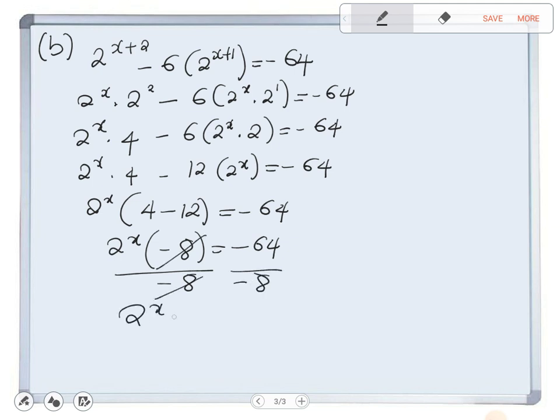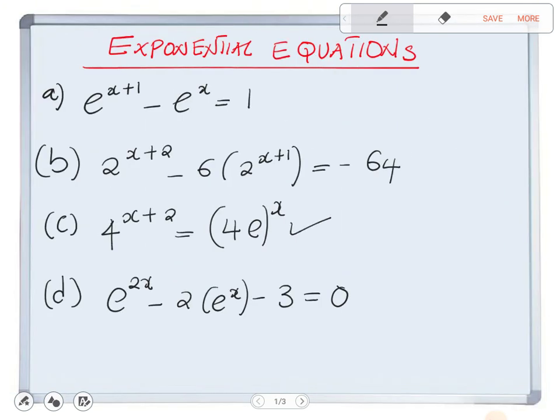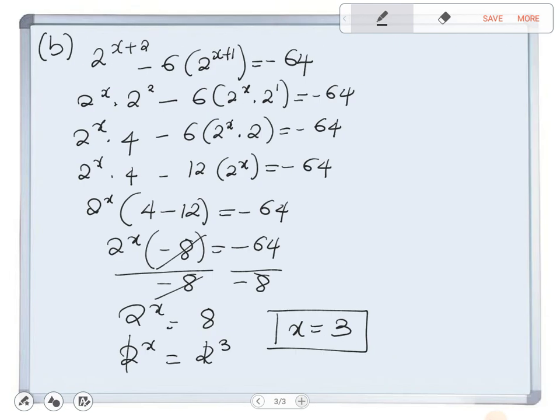So we get 2^x is what? Is 8, right? Now we can express 8 as a base of 2. So 2 to the power x is the same as 2 to the power 3, which is the same as 8, to give us our x as 3. Like that. The next one is this one here. Let's go and also solve it.